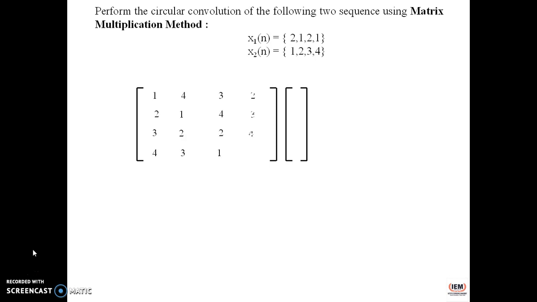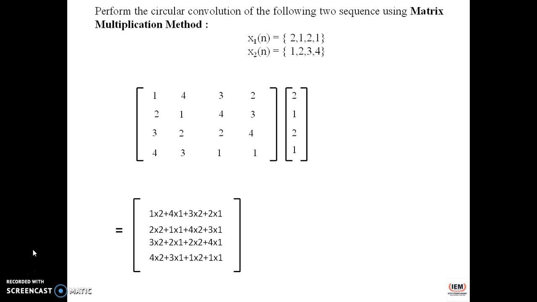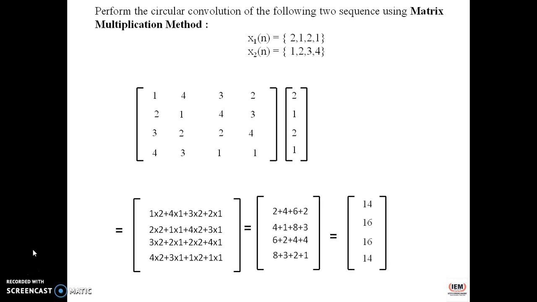Now I consider the problem statement. Based on the previous slide, first we rotate the sequence column wise, and then perform the multiplication with the first sequence. Here you see how the multiplication is done, and finally we get the result as 14 16 14 16.